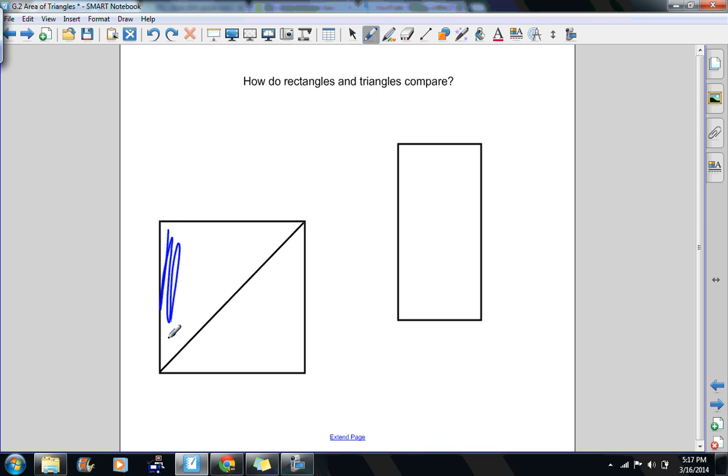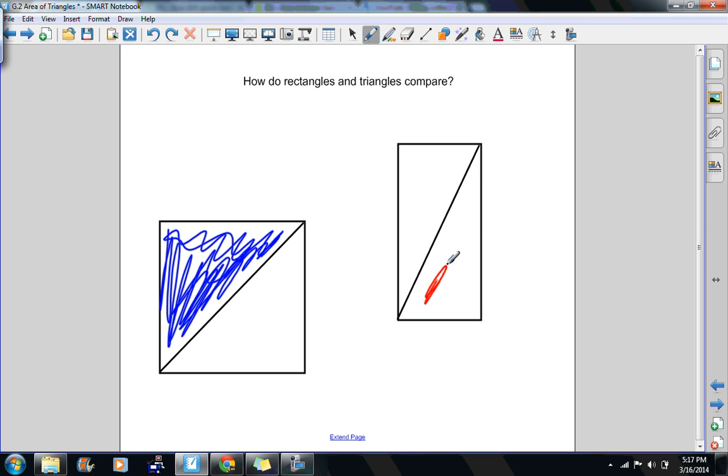So the first triangle is right here, and then the second triangle being on the other side. So if I did the same shape here to here, I want you to know that a triangle and a rectangle are 1/2 of each other. So a triangle is half of a rectangle.